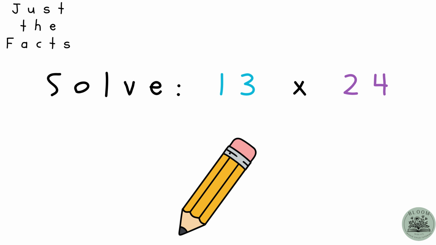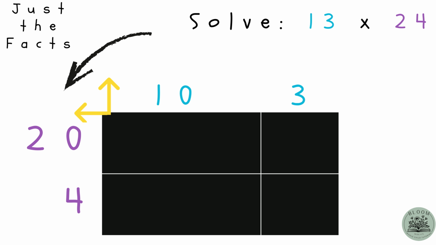You can set up the top row of your area model with that 13, which is 10 and 3, and your other factor of 24 goes on the left side, 20 and 4. Take a second and see if you can start to fill in the boxes. Remember, up and over for your multiplication problems.